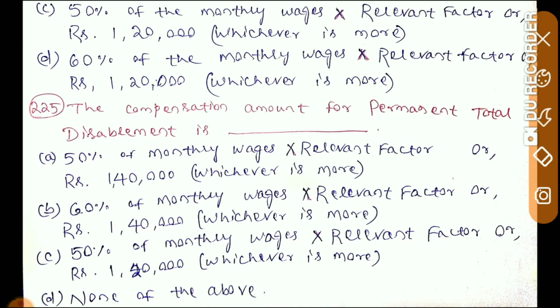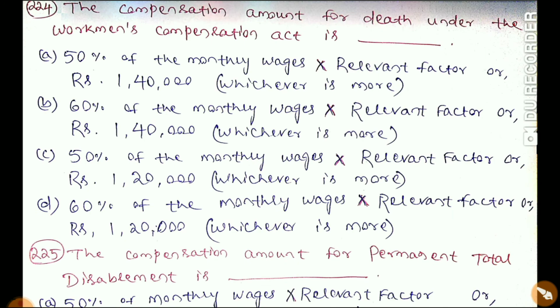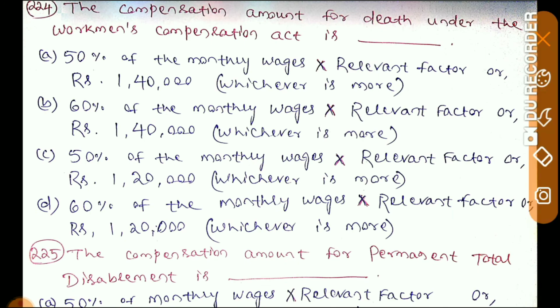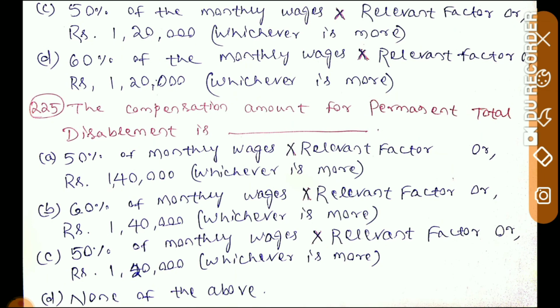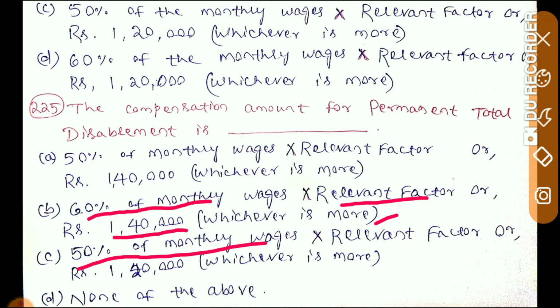Then the next question: the compensation amount for permanent total disablement. In the previous question it was for death, but in this question it is for permanent total disablement. 50% of monthly wages multiplied by the relevant factor, or rupees 1,40,000, whichever is more; 60% of the monthly wages multiplied by the relevant factor, or rupees 1,40,000, whichever is more; 50% of the monthly wages multiplied by the relevant factor, or rupees 1,20,000, whichever is more; or none of the above. The actual answer to this question is option B, 60% of the monthly wages multiplied by the relevant factor, or rupees 1,40,000, whichever is more.